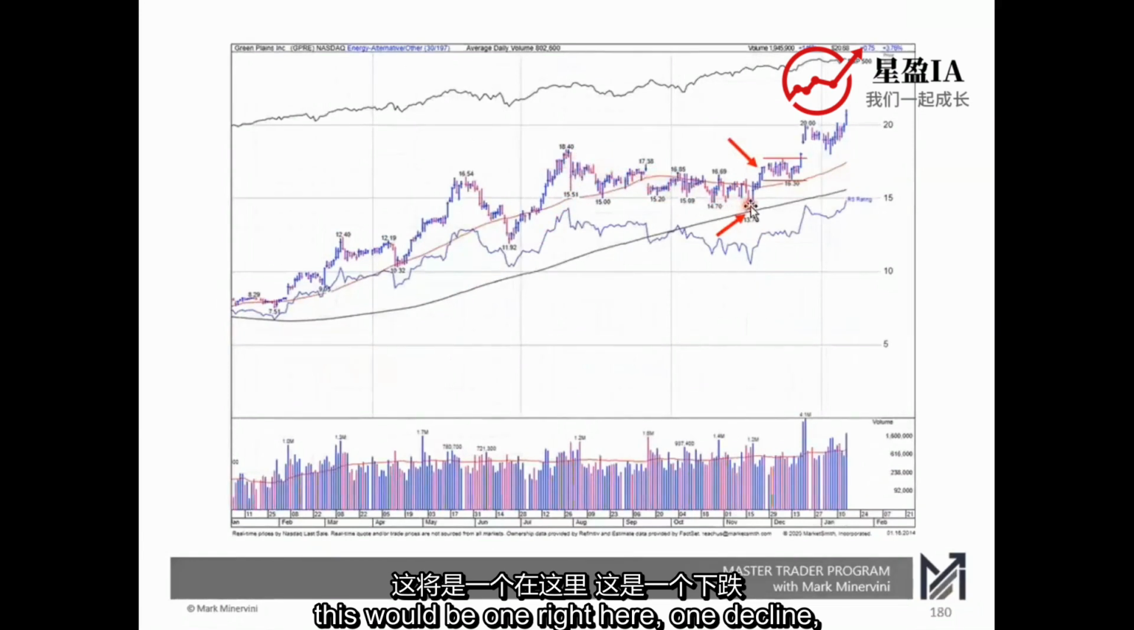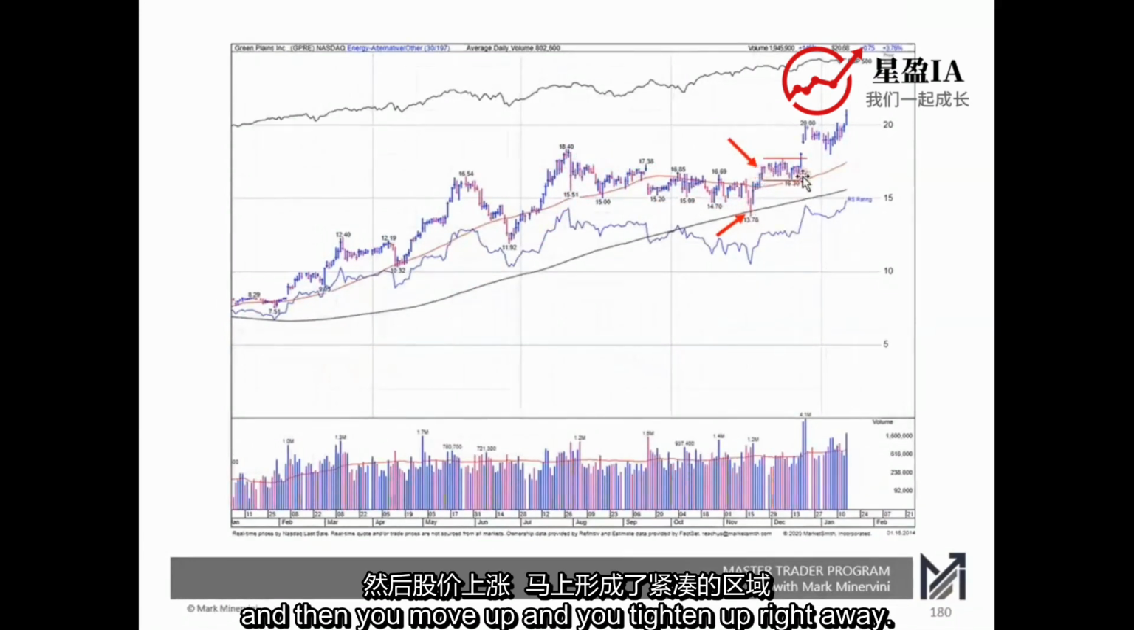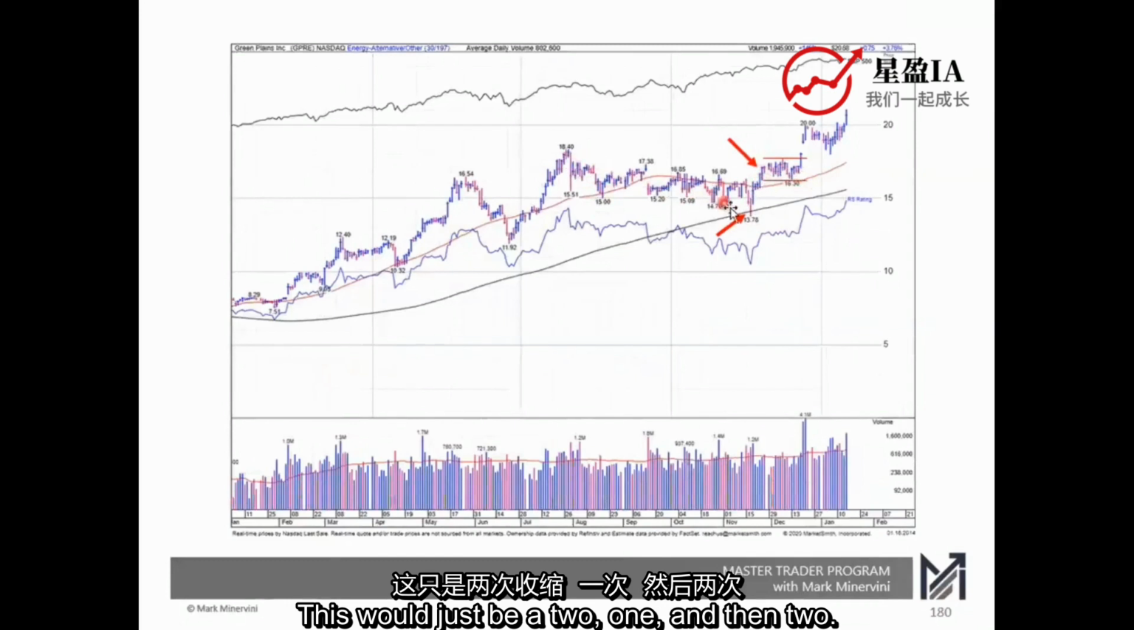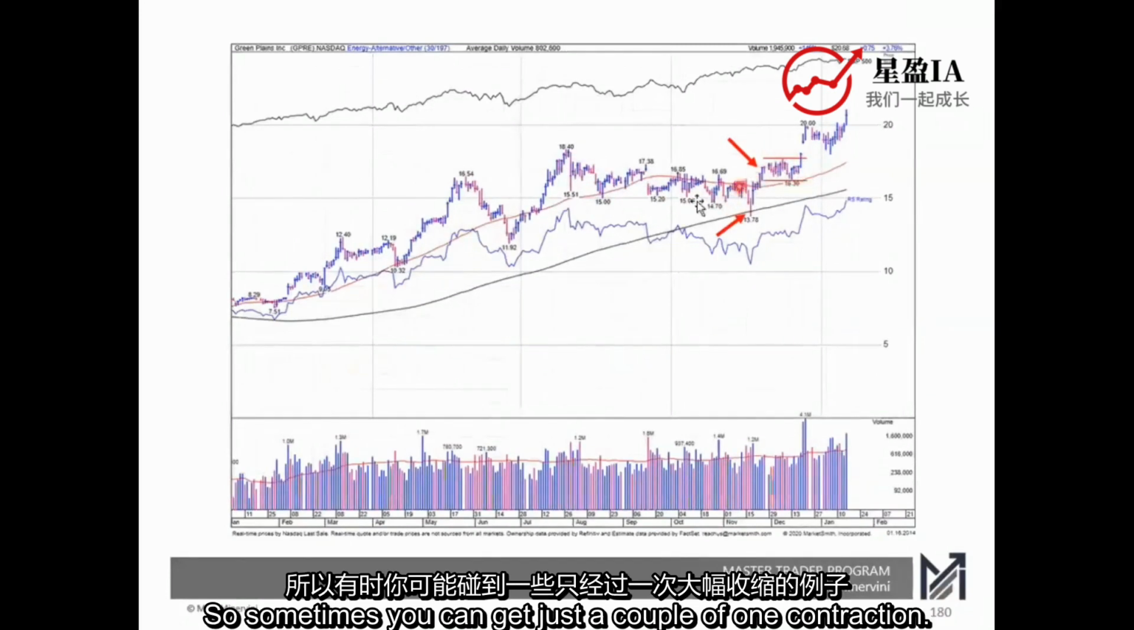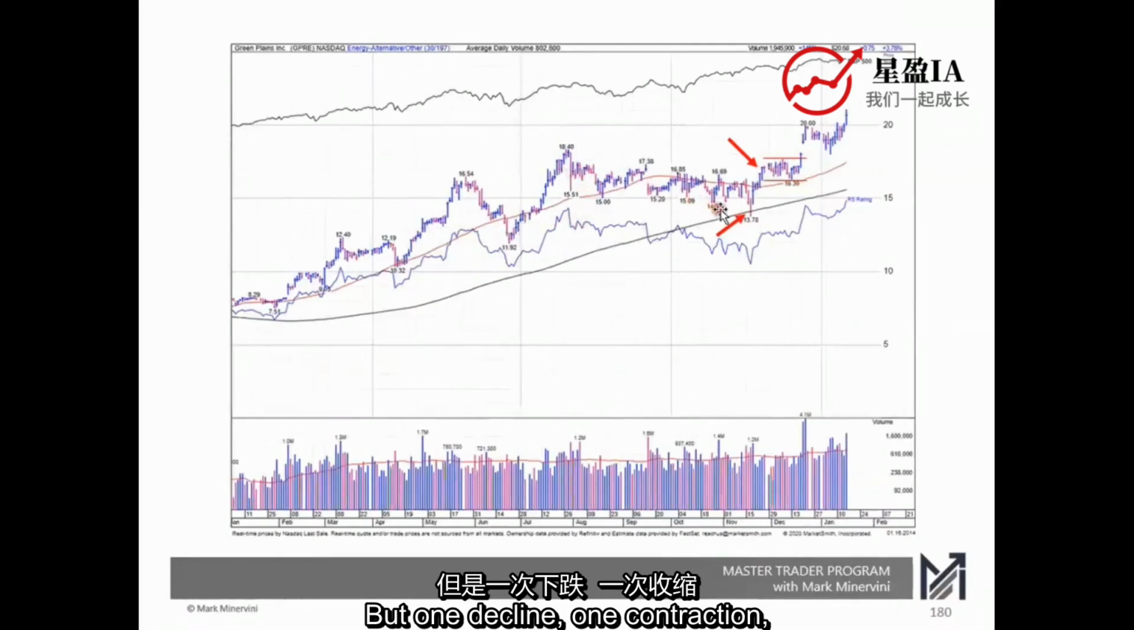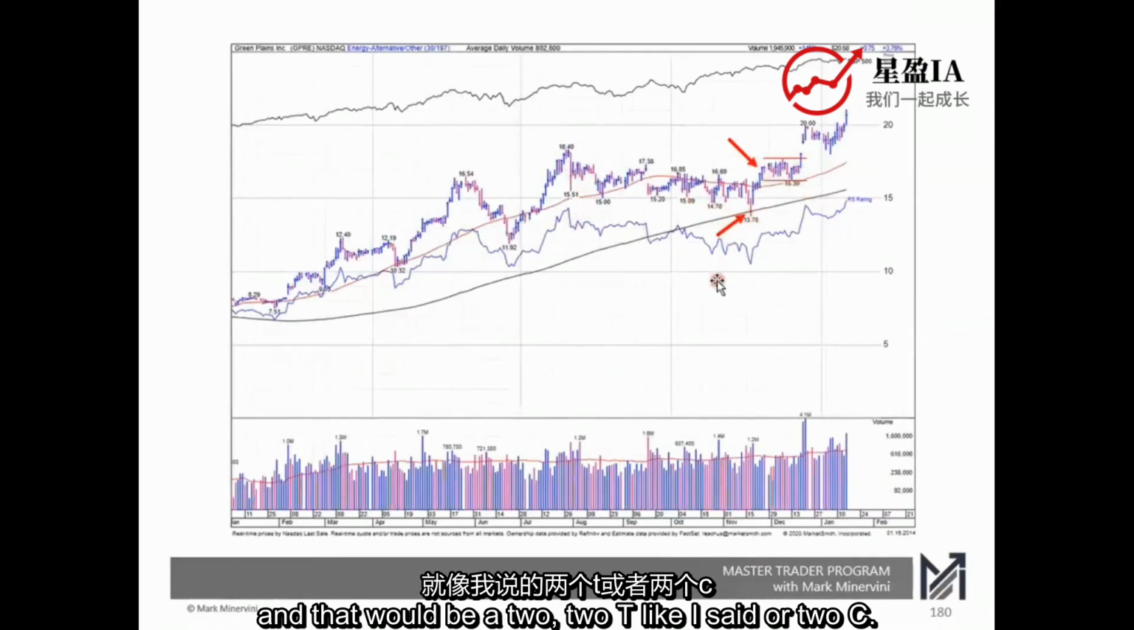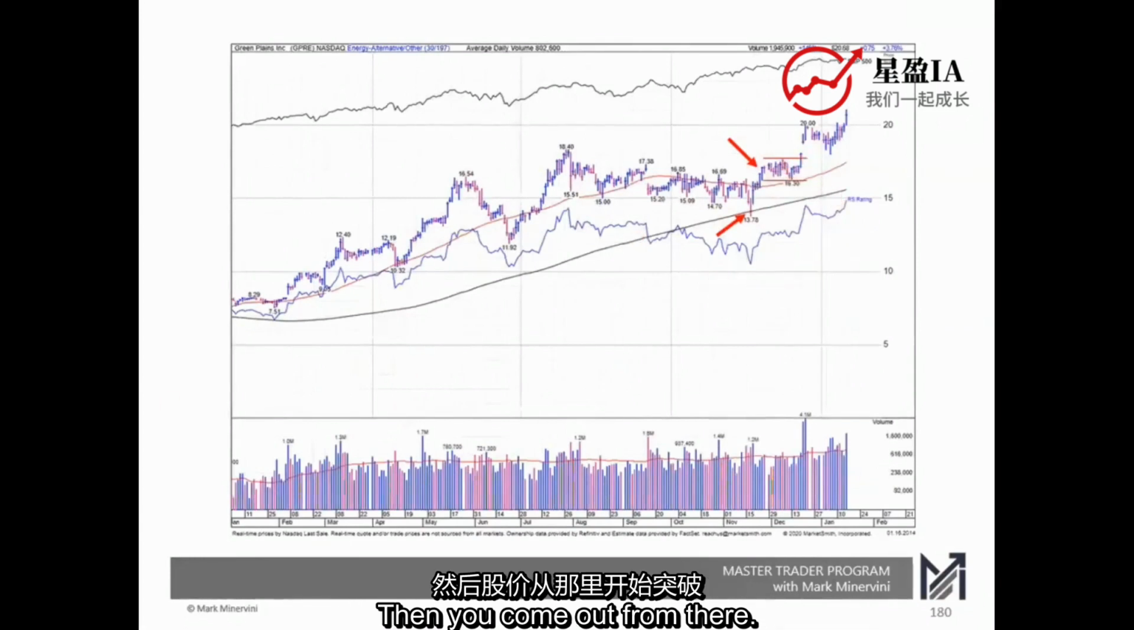Now, in this particular case right here, this would be one decline, and then you move up and you tighten up right away. This would just be a 2. 1 and then 2. So sometimes you can get just a couple of contractions, but 1 decline, 1 contraction, and that would be a 2T, like I said, or 2C. And then you come out from there.